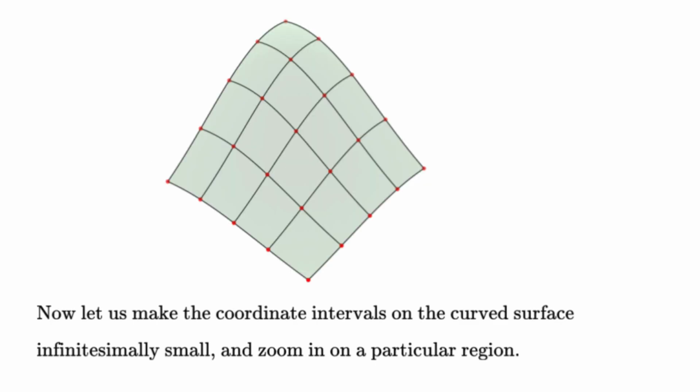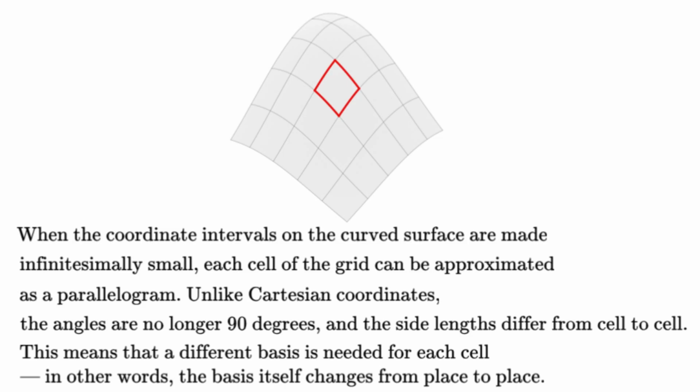Now let us make the coordinate intervals on the curved surface infinitesimally small, and zoom in on a particular region. When the coordinate intervals are made infinitesimally small, each cell of the grid can be approximated as a parallelogram. Unlike Cartesian coordinates, the angles are no longer 90 degrees, and the side lengths differ from cell to cell. This means that a different basis is needed for each cell. In other words, the basis itself changes from place to place.